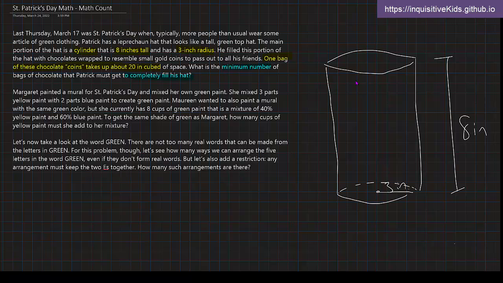Well, we need to first think about what we're trying to find. What is the minimum number of bags of chocolate that Patrick must get to completely fill his hat? First we need to think about how much space there is for the chocolate, and that's going to be the outside of the hat. Does it really make sense for him to put any chocolate inside of his hat? I don't think so. So we're really trying to find the surface area of his hat. And also, it's not this part, because this part will be attached to the part that is going to go on his head.